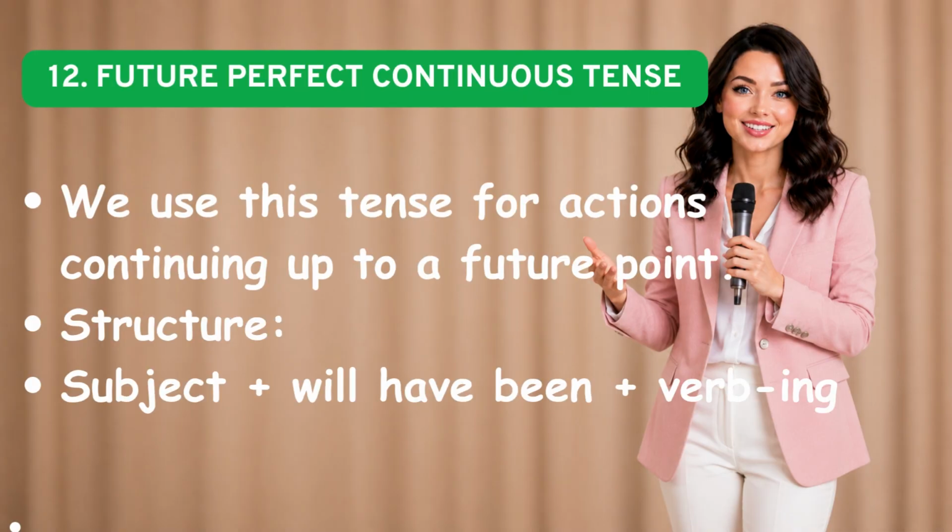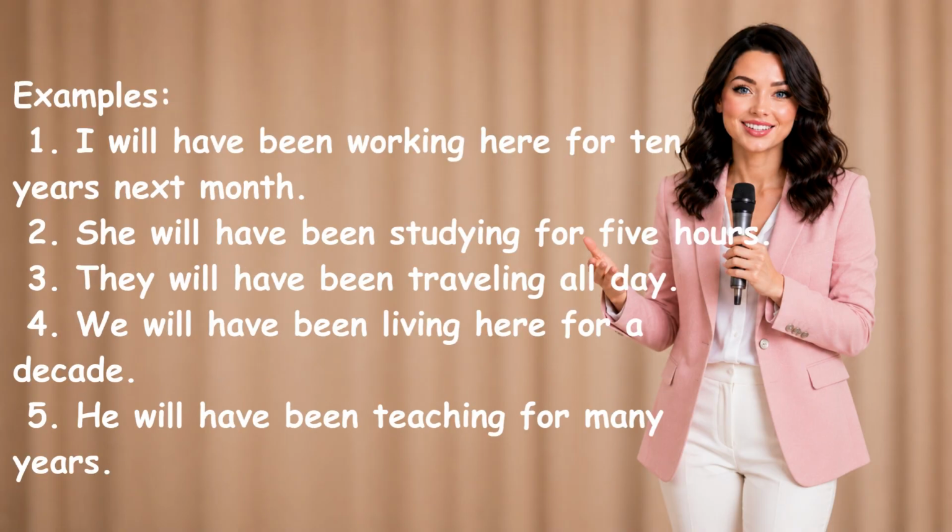12. Future perfect continuous tense. We use this tense for actions continuing up to a future point. Structure: subject plus will have been plus verb-ing. Examples: 1. I will have been working here for 10 years next month.